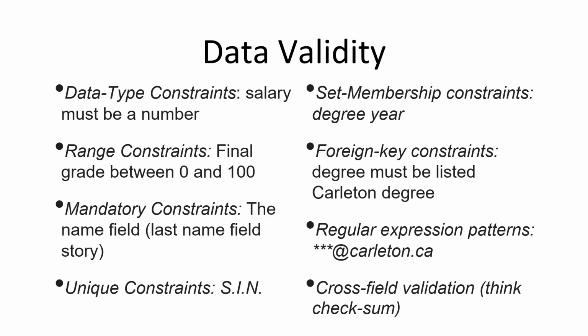Or there's a format constraint, like a social insurance number has a particular format, 9 digits. Or membership constraints, that only first-degree or second-year students can enter this, or that you confirm you're 18 to use this. Maybe there's a foreign key, so that the degree you list must be a Carleton degree, and you can validate that. You check with the database to see, hey, is this one of the fields we have?